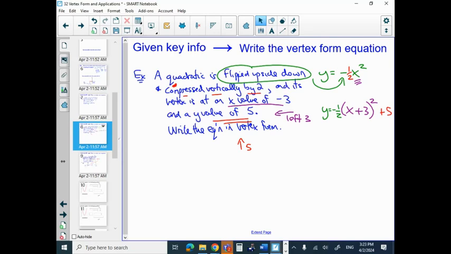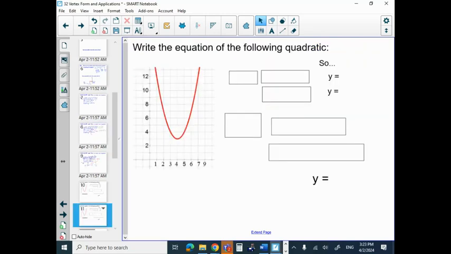Here's another one to practice, very similar stuff. I'm given the information here in a graph instead of in a paragraph. So if you're looking at this, what can you tell? Well, let's do the shifts first, because they're easier to tell. You can tell that it has been shifted over 4 and up 3, right? So it's shifted to the right 4 and up 3.